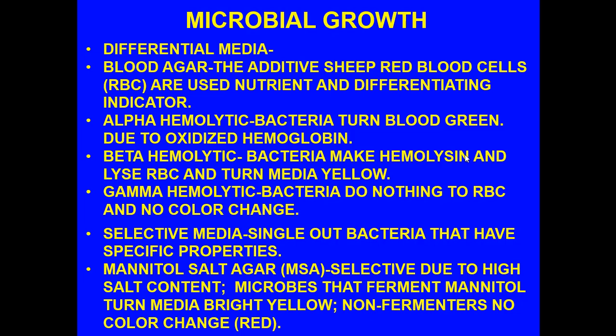Okay. With selective media, though, they single out bacteria that have specific properties. For example, mannitol salt agar, MSA. This is selective due to the high salt content. So basically, microbes that ferment mannitol, which is a sugar, or it's actually a sugar alcohol, turn the media bright yellow. If there are non-fermenters, no color change. Now, the red comes from a pH indicator so that you understand that. Okay, so if you start having some pH changes, the pH indicator will tell you exactly what's going on.